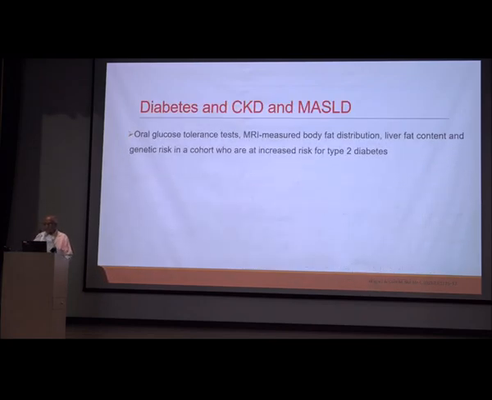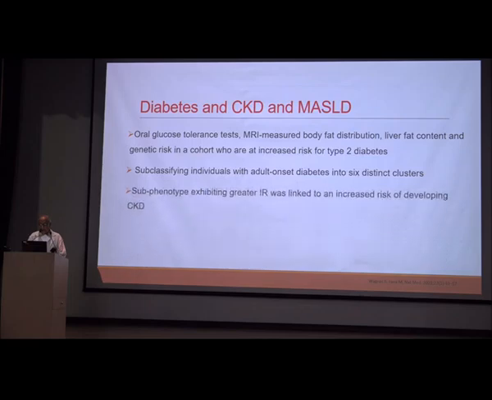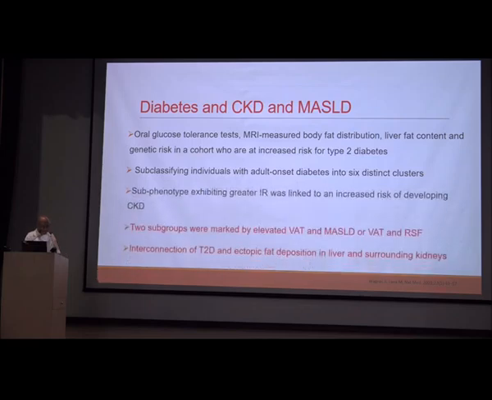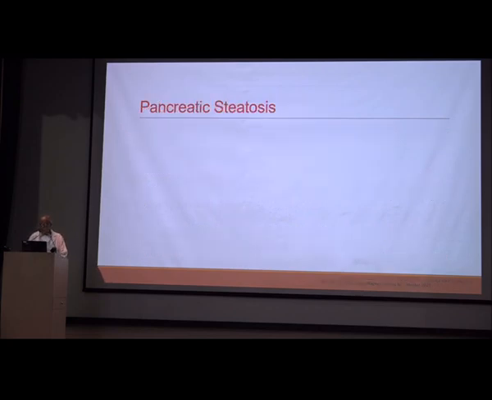So we also know about diabetes and CKD and MASLD, and this is another study where they looked into 4 things: oral glucose tolerance, MRI-measured body fat distribution, liver fat content, and genetic risk in patients who are at increased risk for type 2 diabetes. And they could identify 6 different phenotypes. And what did these 6 phenotypes show? The 2 subgroups were marked by elevated visceral adipose tissue and MASLD, and interconnection of type 2 diabetes with ectopic fat deposition in the liver and surrounding kidneys.